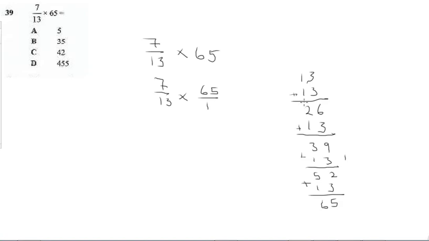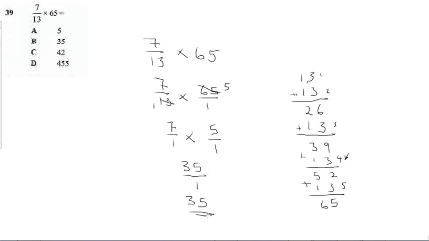So how many times does 13 go into 65? 1, 2, 3, 4, 5. So 13 goes into 65 5 times. So 13 into 65 is 5, and 13 into 13 is 1. So now we have 7 over 1 multiplied by 5 over 1. So 7 times 5 gives us 35, over 1 times 1 gives us 1. And any number over 1 is simply that number.